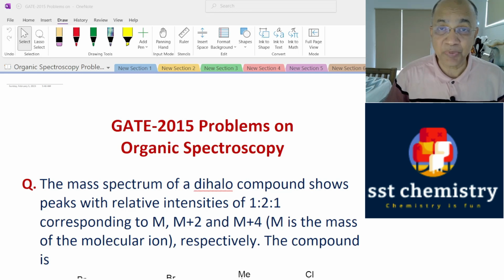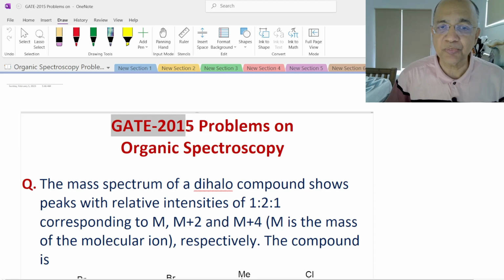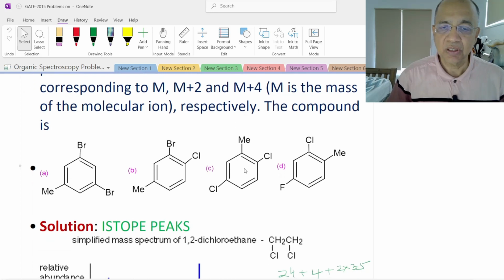In this organic spectroscopy session, we'll be taking two problems set in the previous GATE 2015. The first problem is like this. The mass spectrum of a dihalo compound shows peaks with relative intensities of 1 is to 2 is to 1 corresponding to M, M plus 2 and M plus 4 peaks respectively, and which is the compound.